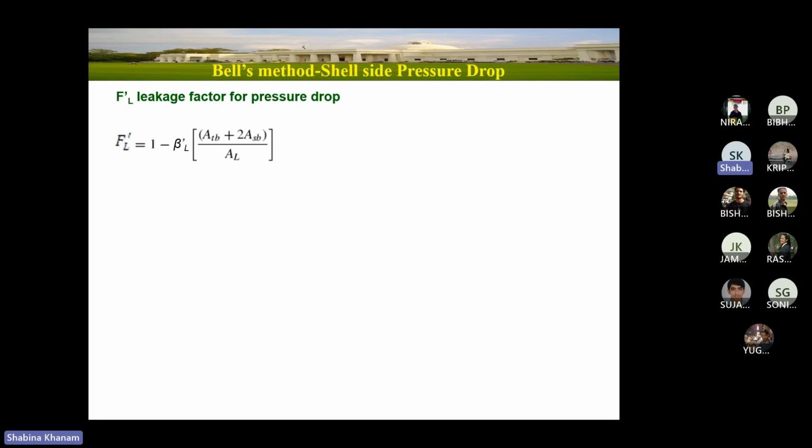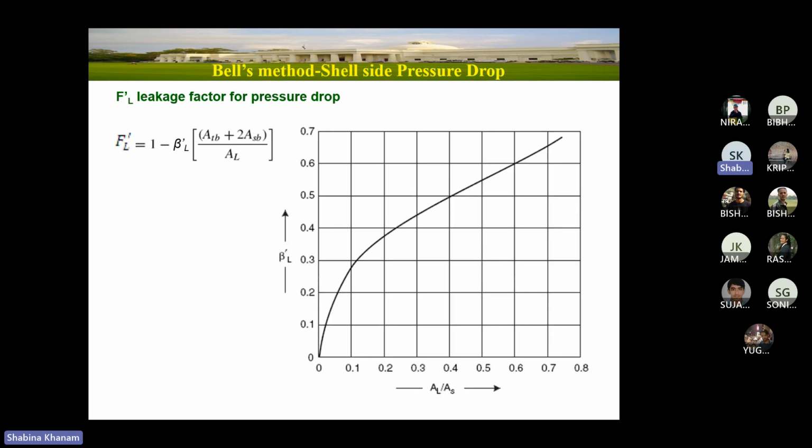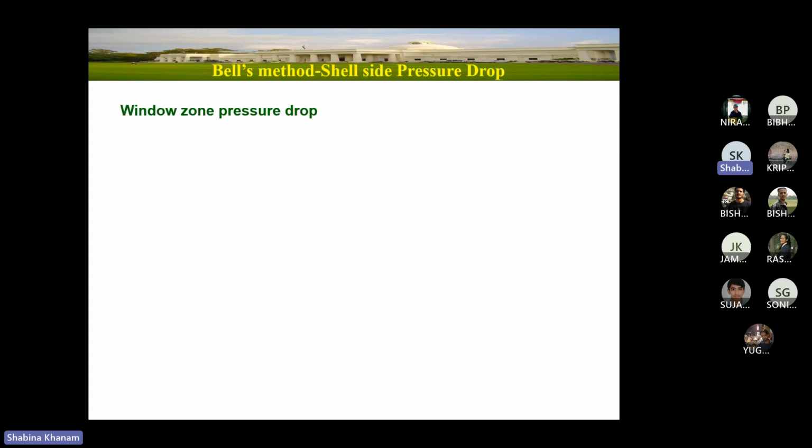So in that way you can find out the FB correction, FB prime. FL prime will be the same expression, only I am having beta L prime instead of beta L. That will depend on this AL by AS that we have already calculated, and ATB, ASB we have already calculated. Beta L prime you need to find from this graph and then calculate FL prime. That's it. So that is about the leakage correction factors for pressure drop.